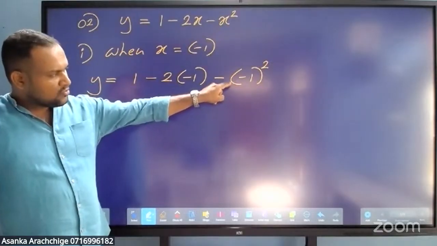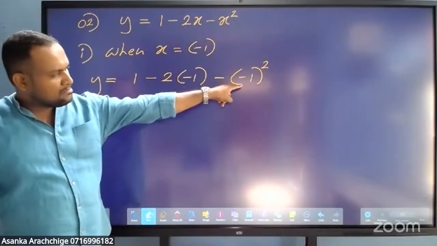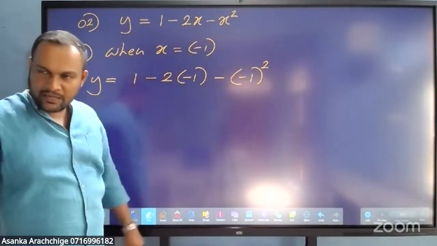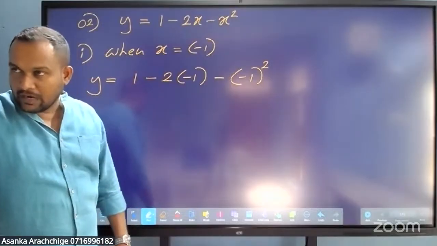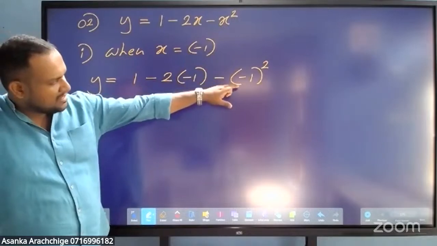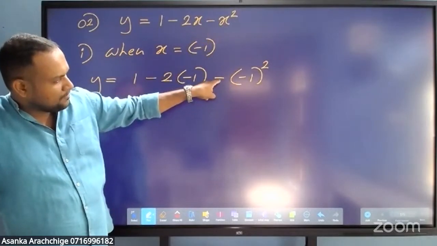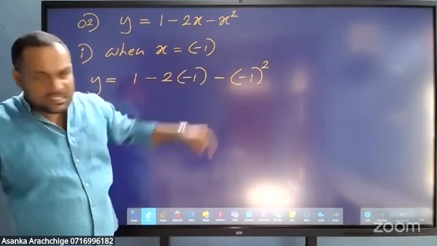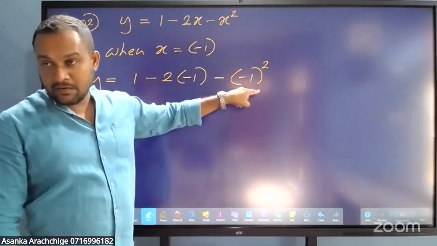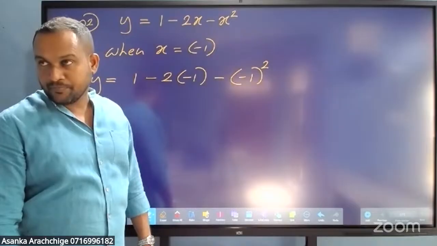Now, check well whether you have substituted the value of x within brackets like this. If not, the answer you get can be wrong. Understood? When you substitute the value of x, minus 1 here, this is the sign of the expression and x is minus 1. Therefore, be sure to write the value of x within brackets. Otherwise, you will get your answer wrong. Right?